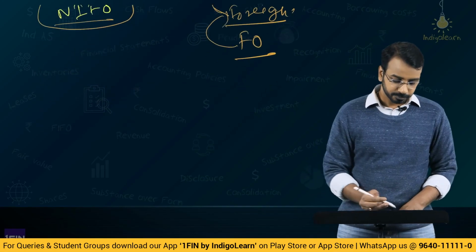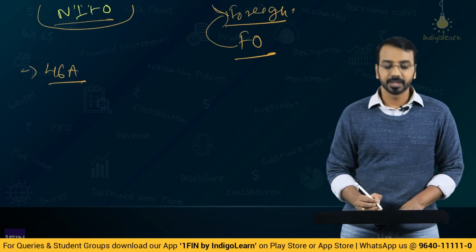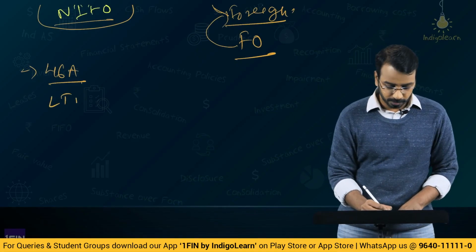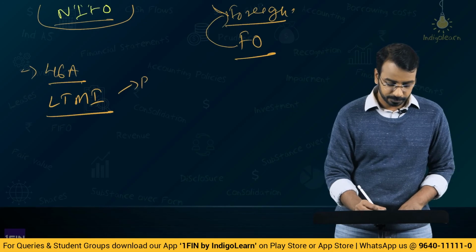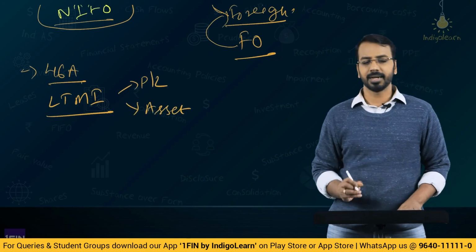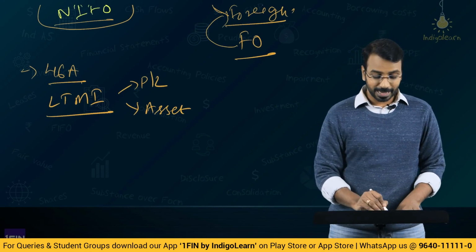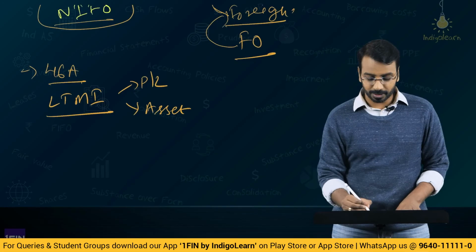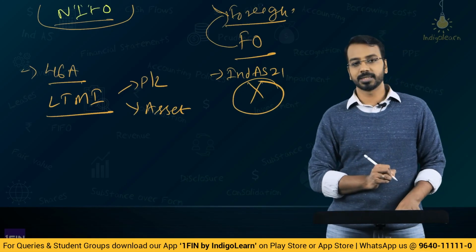Then AS 11 gave some exemptions under paragraph 46A, that is to do with long term monetary items. Okay, you can take it to P&L or you can adjust it against the asset, right. This exemption is given as a part of paragraph 46A. Now, similar exemptions are not available under Ind AS 21. Ind AS 21 does not provide those exemptions.